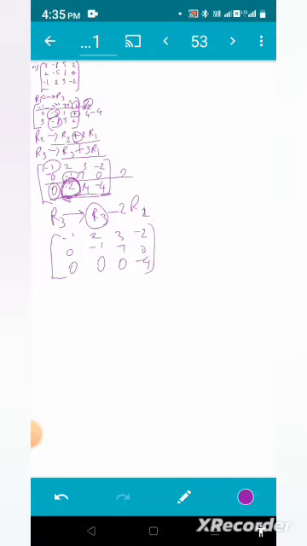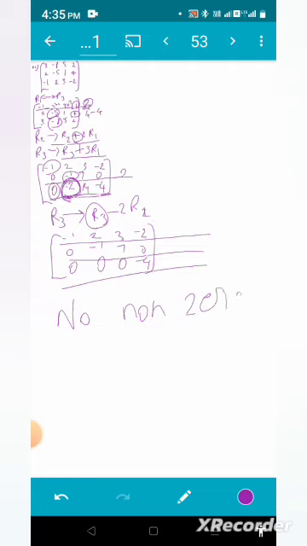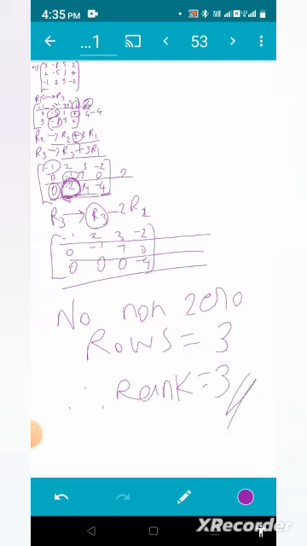So the number of non-zero rows are 1, 2, 3. So number of non-zero rows is equal to 3. Therefore the rank is also equal to 3. I hope you all understand this problem.